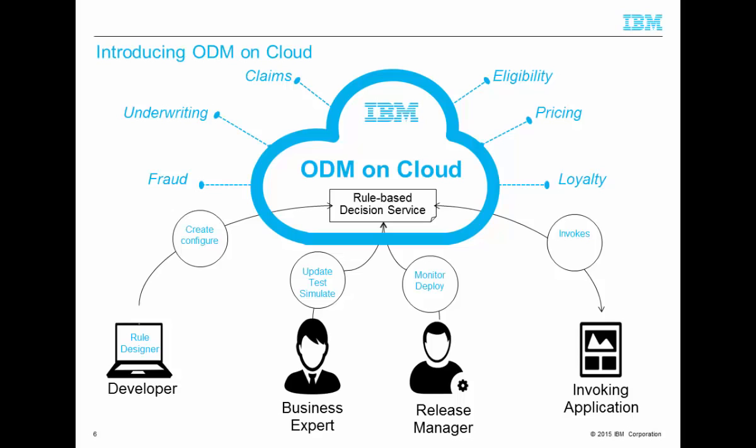With ODM on cloud, you can define as many different decisions as you were used to do with the ODM on-prem. You can do some fraud detection, underwriting, claims, eligibility, pricing, loyalty, so all the classical rules-based decisions that you were used to develop with the ODM on-prem are also available, and you can also develop similar decisions from IBM ODM on cloud.